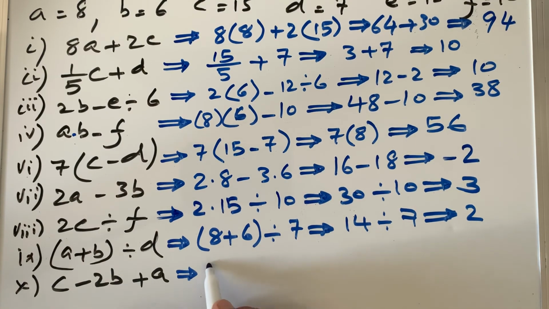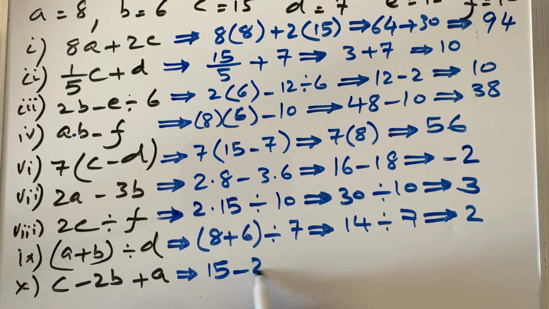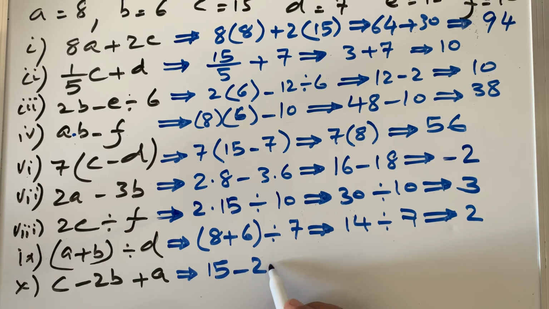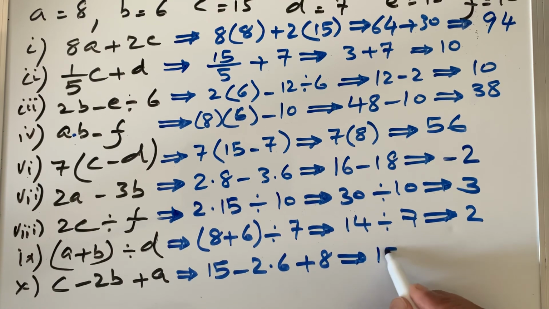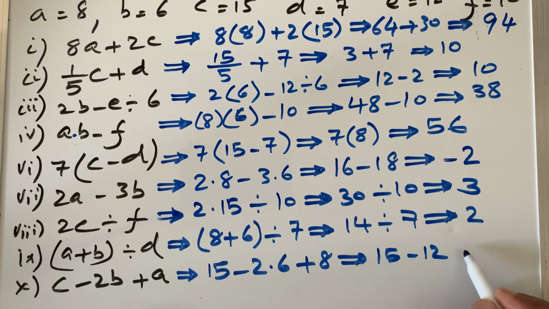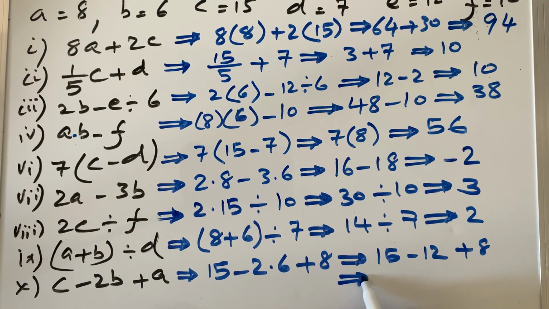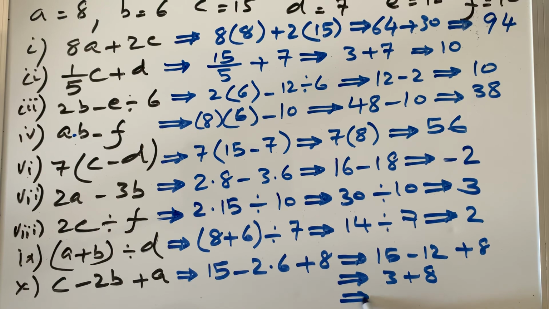The last example you have to solve is c. What is c? C is 15, minus 2b, b is 6, plus a is 8. And what you have here? 15 minus 12 plus 8. So 15 minus 12 is 3. 3 plus 8 gives you 11, right? Is your answer.